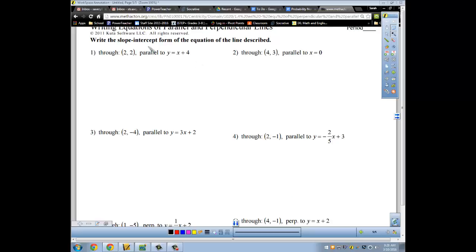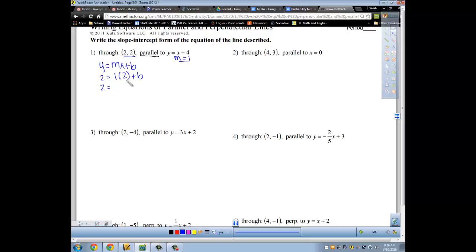So if they ever ask for the equation of a line that is parallel to another line, that means that our slope is going to be exactly the same. So for number 1, the slope here is 1, so my slope is going to stay 1. They want it in slope-intercept form, so this is slope-intercept form. So what I'm going to do is take this point and plug in the numbers for x and y into my equation. So my y was 2, my slope was 1, my x was 2, and I don't know my b. And I'm going to solve this for b.